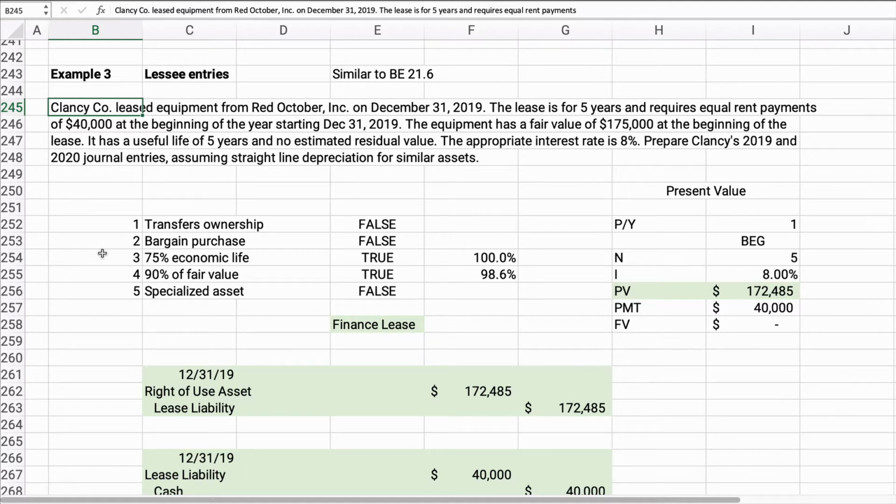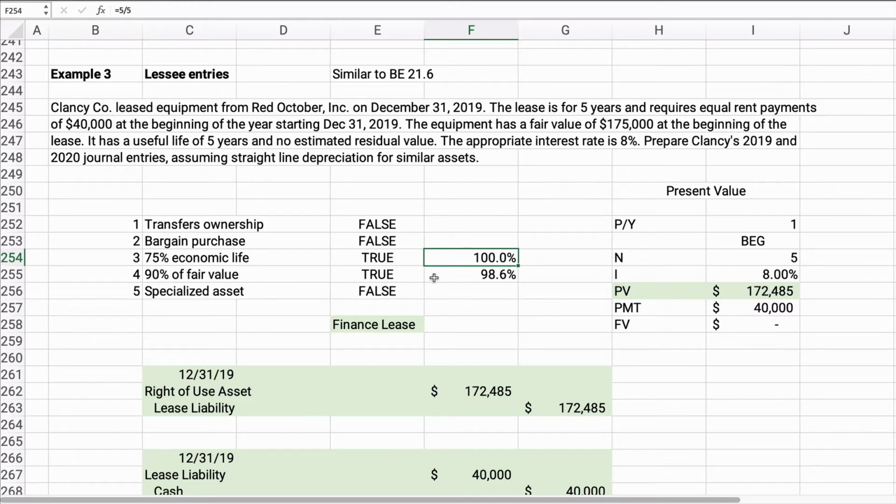At the beginning of the lease is the fair value. It has a useful life of 5 years, no estimated residual value. The appropriate interest rate is 8%. And let's assume straight line depreciation for similar assets. All right, does it transfer ownership? We don't think it does. Does it say anything about that? No. So we have, it's 5 years divided by 5 years, right? So it's 100% of the economic life, so that makes it finance lease.